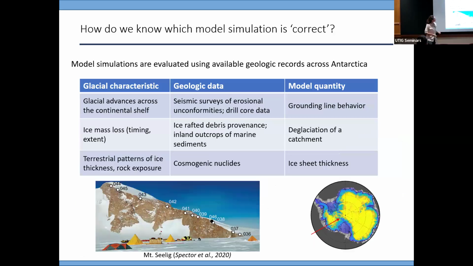And then finally, we have some terrestrial data from the Pliocene. This type of data entails cosmogenic nuclide measurements, which I'm going to talk more about later, but basically this tells us how long the rock surface has been exposed to the air, in other words, ice-free, so it gives us an ice thinning history. And this is an outcrop in interior West Antarctica.